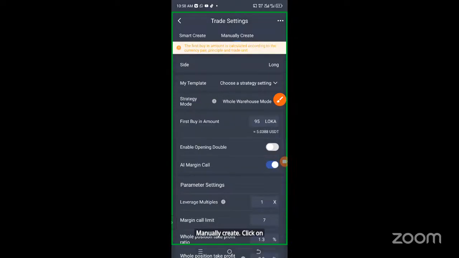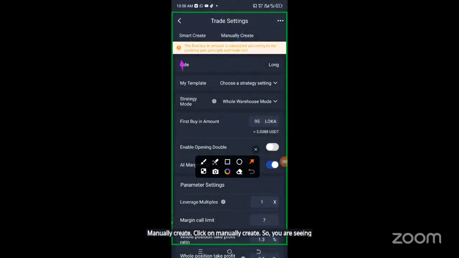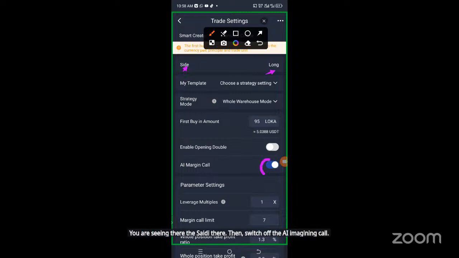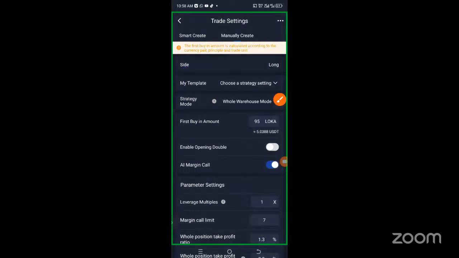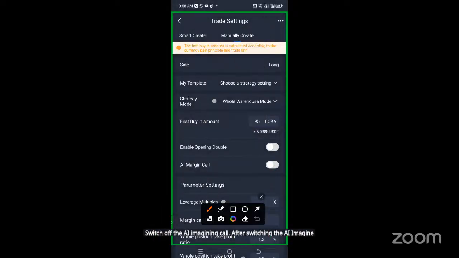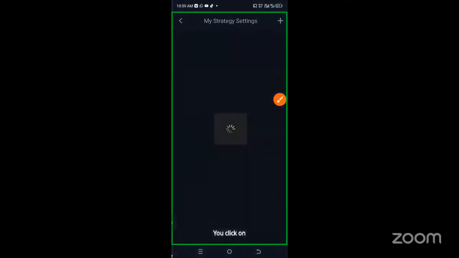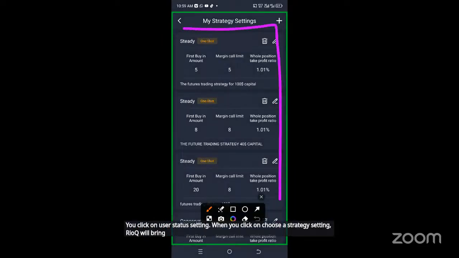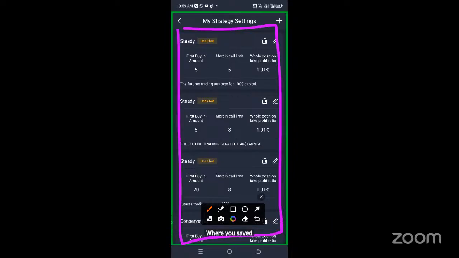You are seeing the side here. Then switch off the AI margin call. After switching the AI margin call off, click on choose a strategy setting. When you click on it, Royal Q will bring you to this page where you saved your strategy.